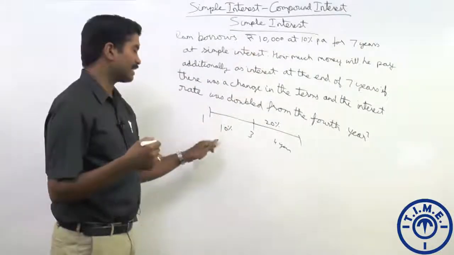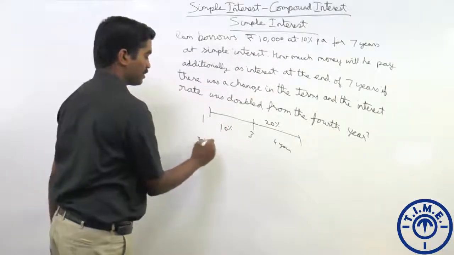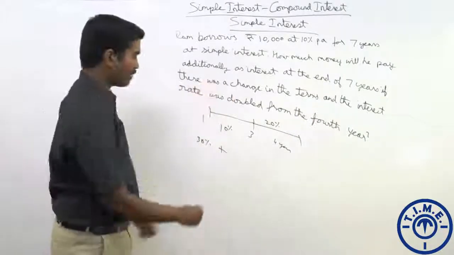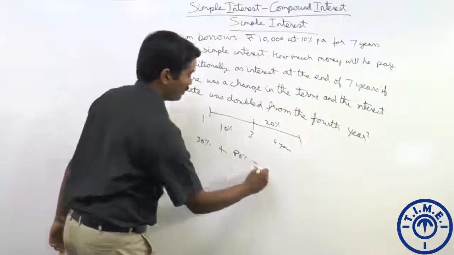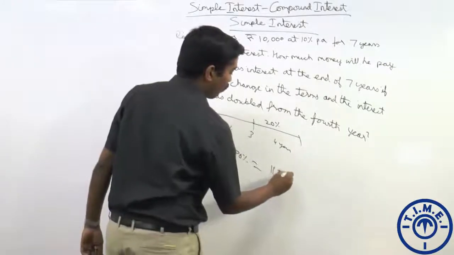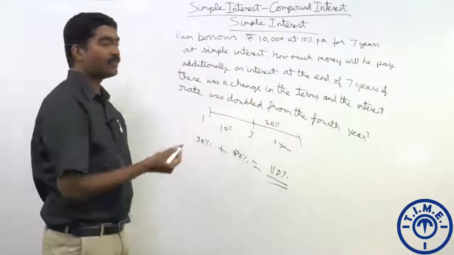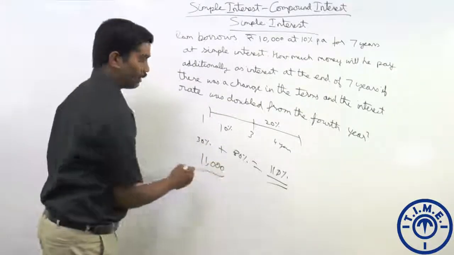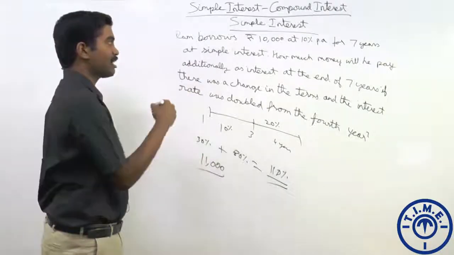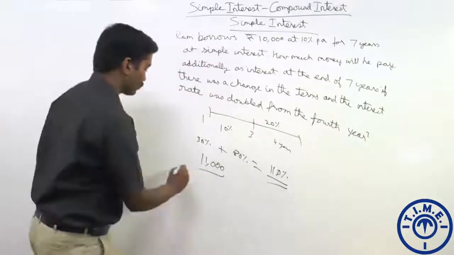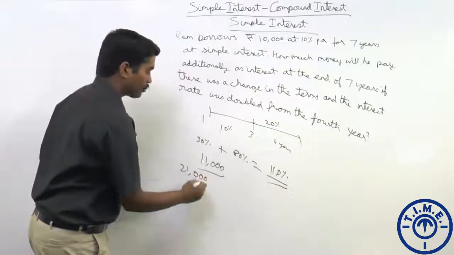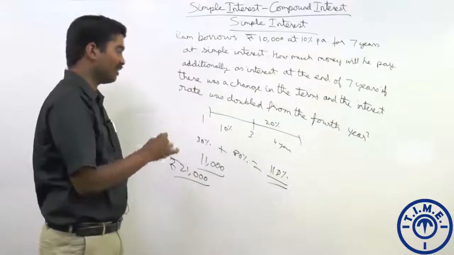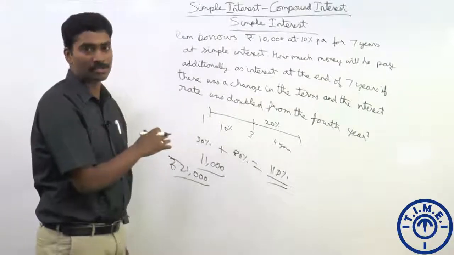which means for the first 3 years I will be paying 10, 10, 10, 30% as interest, and for the next 4 years I will be paying 20, 20, 20, 20, which is 80% as interest, which means altogether I will be paying 110% as interest itself. 110% of 10,000 would be 11,000. I will be paying 11,000 as interest, and the original amount is 10,000. 10,000 plus 11,000, I will be paying back altogether 21,000 rupees as the amount at the end of 7 years. Or if you are looking for only the interest, I am going to pay 11,000 rupees as interest.